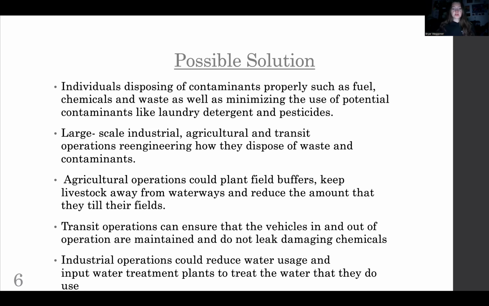For the transit operations, they could ensure that their vehicles, no matter if they're in or out of operation, are properly maintained and are not leaking damaging chemicals like fuel or oil out onto the roadway, where rain will eventually wash it into either sewer drains or surrounding bodies of water, becoming a contaminant.